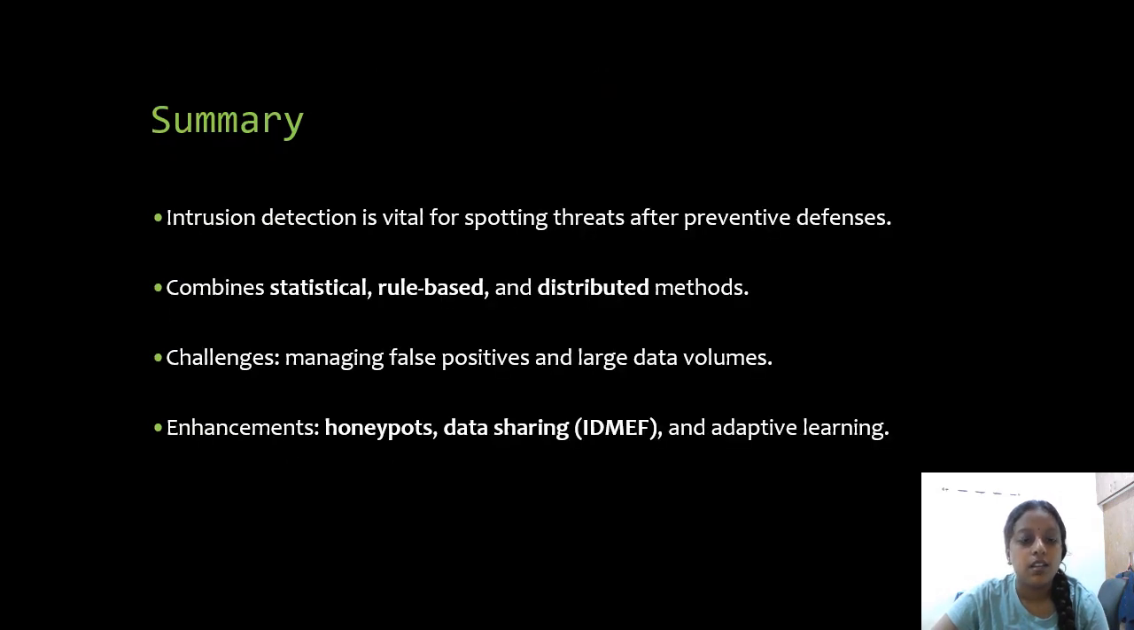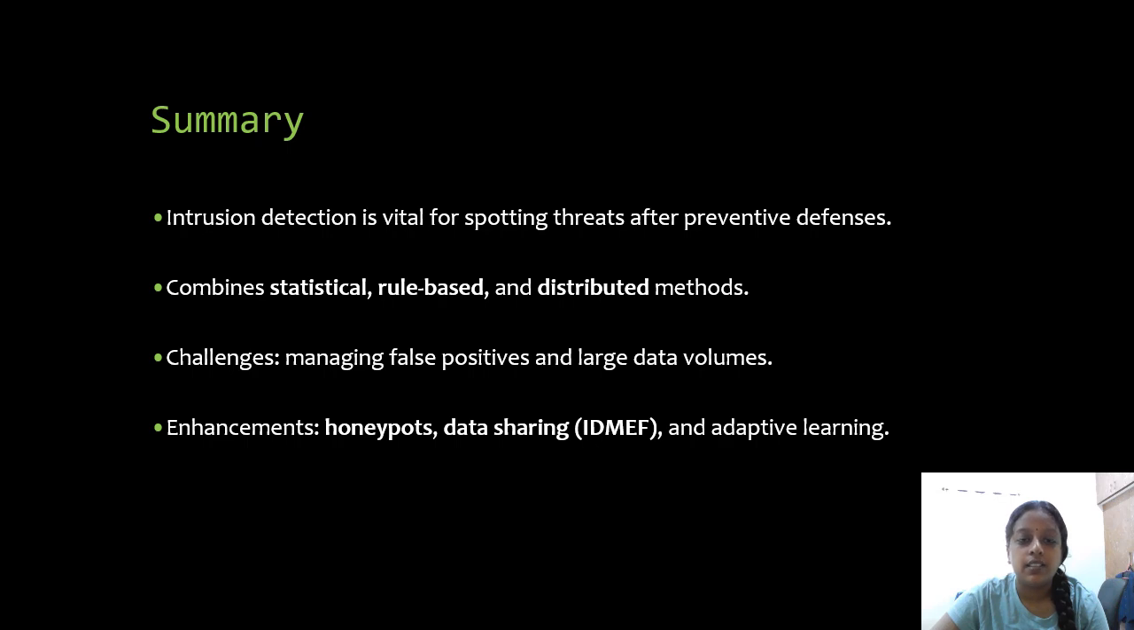To sum up the overall intrusion detection: intrusion detection is vital for spotting threats after preventive defenses. It combines statistical, rule-based, and distributed methods. Challenges include managing false positives or base rate fallacy and large data volumes. Enhancements include honeypots, the data sharing format IDMEF, and adaptive learning.